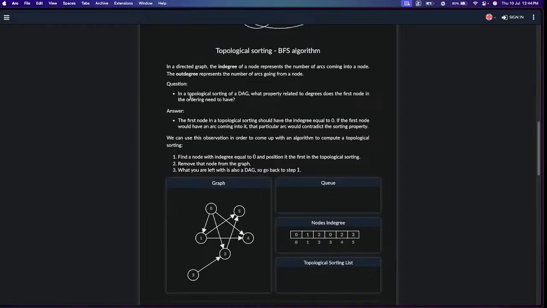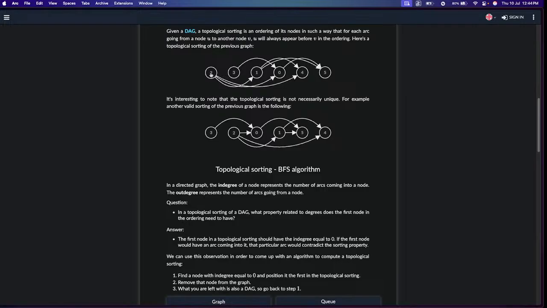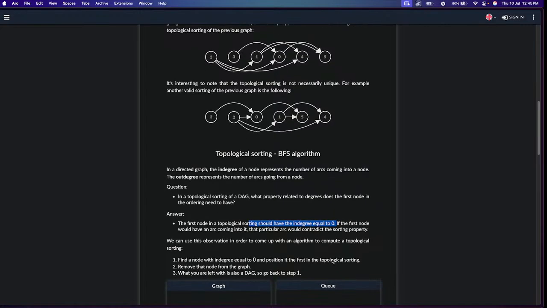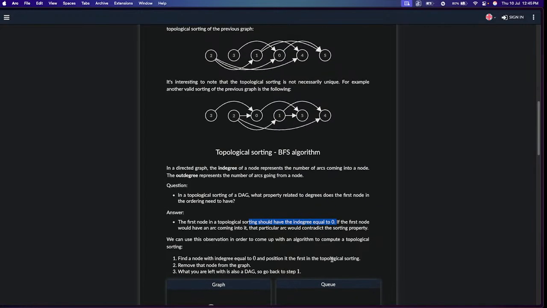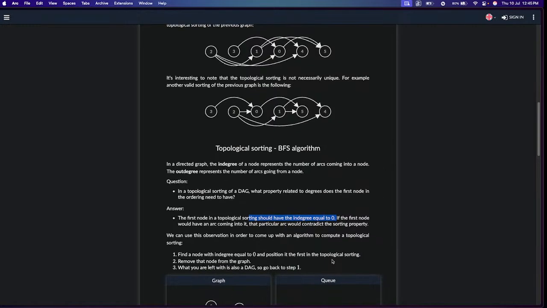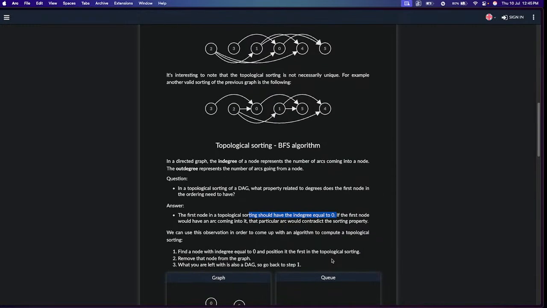So the question now is, in the topological sorting of a DAG, what property related to degree does the first node in the ordering need to have? Well, like I said before, the in-degree should be 0, right? If you really look at it, in-degree equal to 0 is quite literally the property it should have. Because if there are no nodes with in-degree equal to 0, then you have a problem. That is definitely a cyclic graph. So yeah, the sorting property is right here.